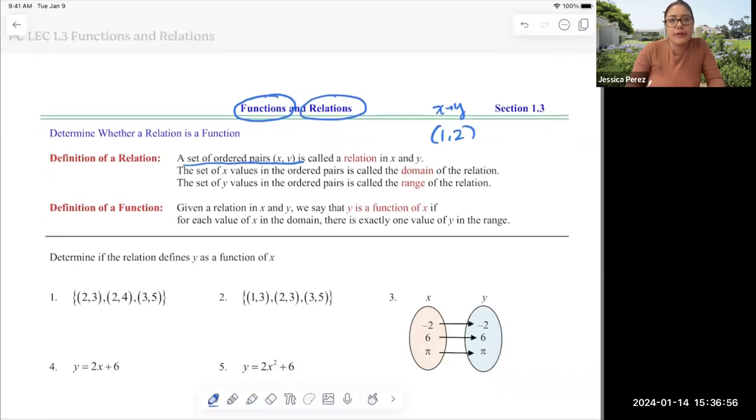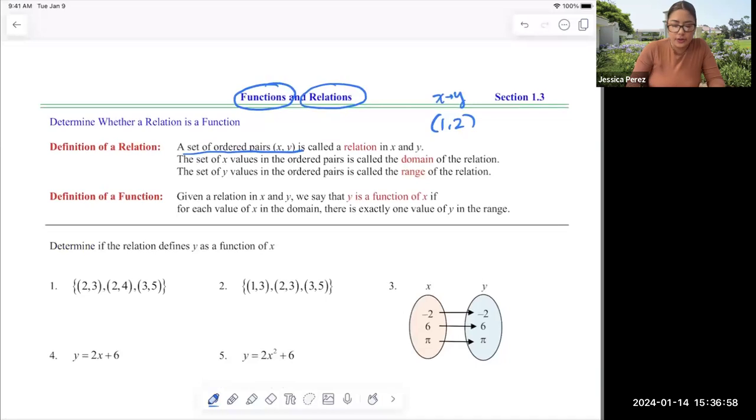The set of x values in the ordered pairs is called the domain. So these are the x values. Let's highlight that: the x values are your domain. And your y values in the ordered pairs are called the range of the relation. And this will always be the case.